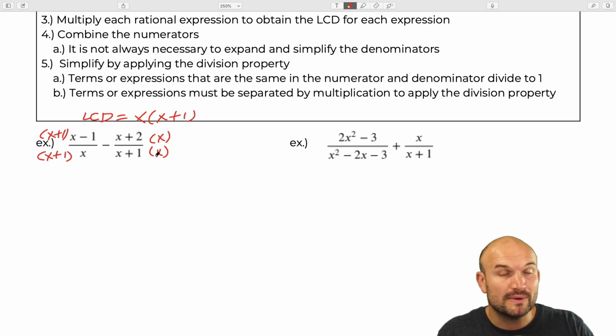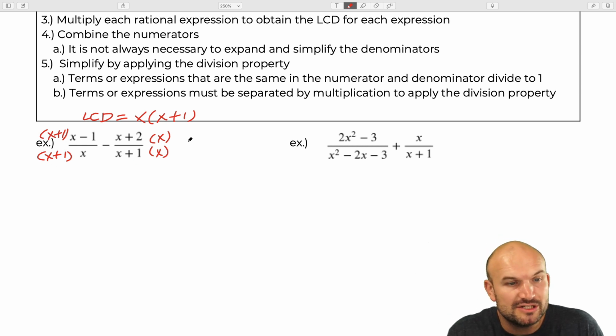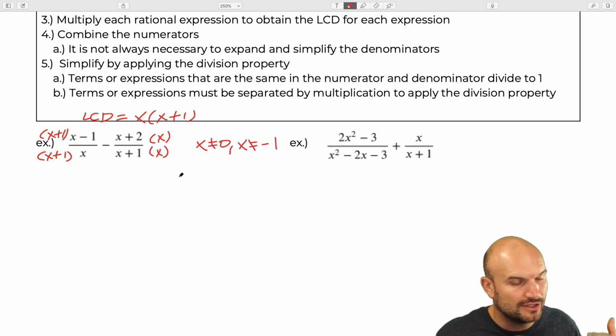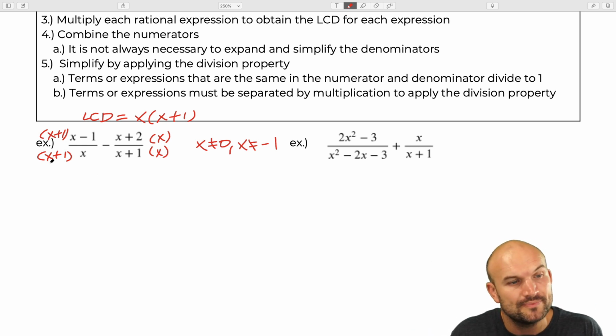All right. Now before we get to the work, hopefully you already recognize that my two excluded values are x cannot equal 0 and x cannot equal negative 1. Typically we would want to get those out of the way so we remember to write them in on our final answer.